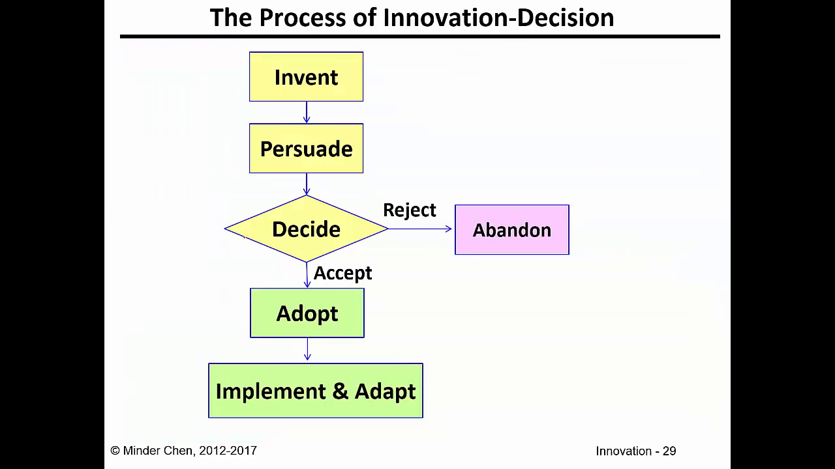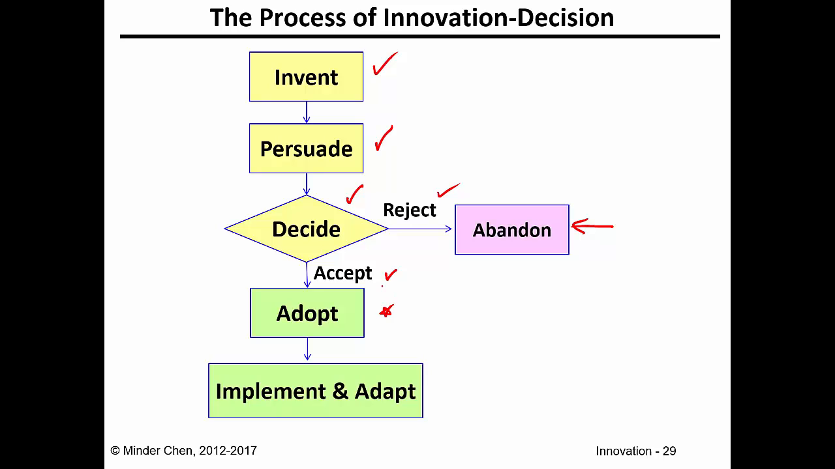Rogers also came up with a process for the innovation adoption decision. First, from the inventor's viewpoint, you invent something, and then turn it into a product and service, and then you need to persuade others to use the innovation. The users who need to make a decision would assess, collect information, try out your stuff, and eventually make a decision whether they want to adopt the innovation or not. They may reject it, in which case they abandon the emerging technology, or they accept it. Once accepted, this is called adopt.